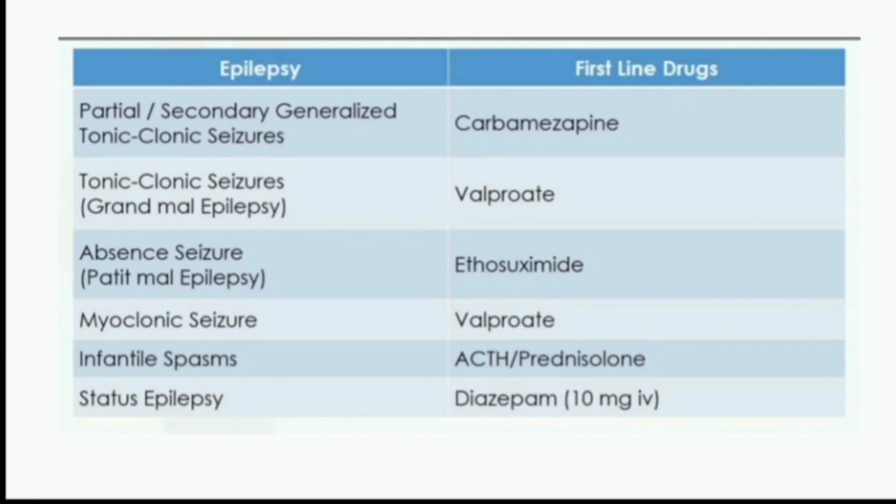Carbamazepine is used for partial or secondary generalized tonic-clonic seizures. Valproate is used for tonic-clonic seizures. Ethosuximide is used in absence seizures. Valproate is used for myoclonic seizures. ACTH or prednisolone is used in infantile spasms. Diazepam is used for status epilepticus.